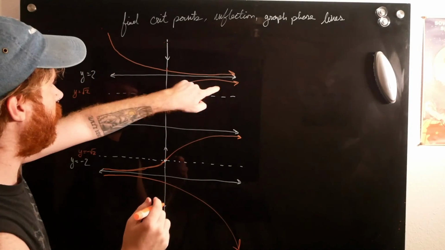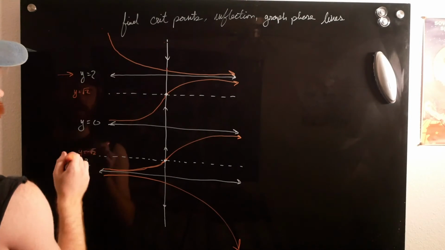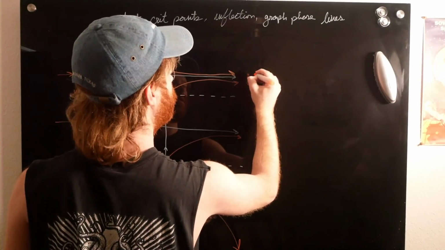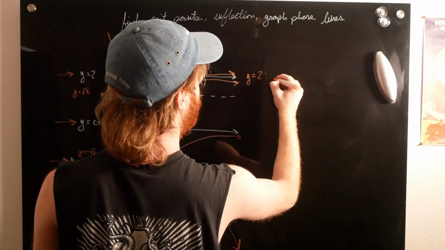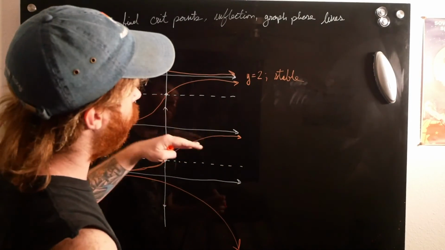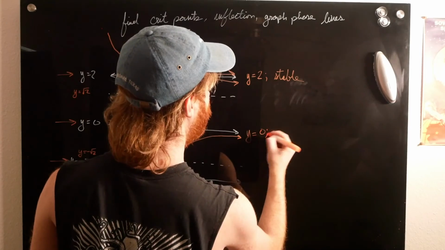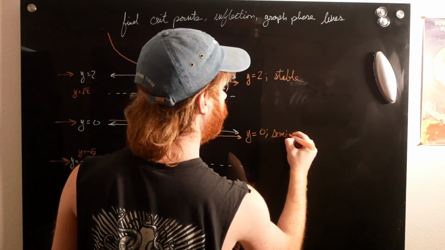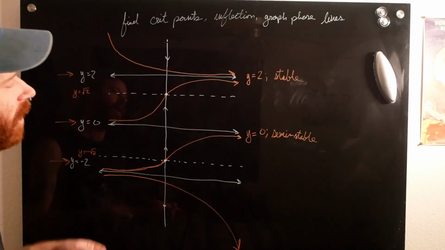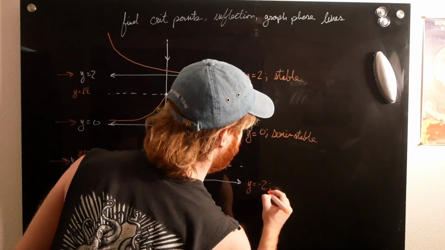I'm going to say that, since they both converge from both sides to y equals 2, remember, when testing for stability you're looking at the equilibrium points, you're not looking at the inflection points. So y equals 2, since it converges from both sides, is going to be stable. For y equals 0, we have one side converging to y equals 0 and one moving away from it, so y equals 0 is going to be semi-stable. And then, once again, we have both sides moving away from y equals negative 2, so y equals negative 2 is going to be unstable.